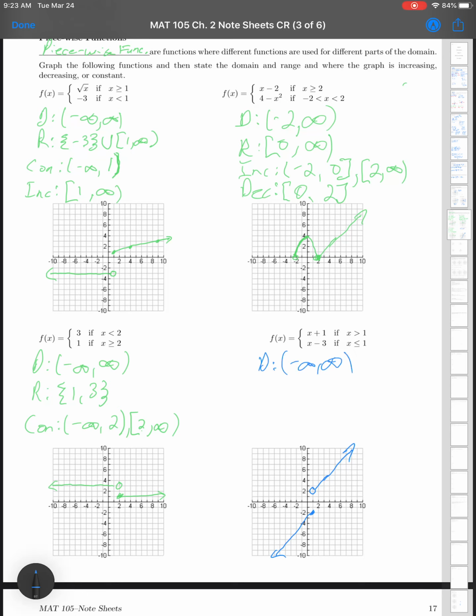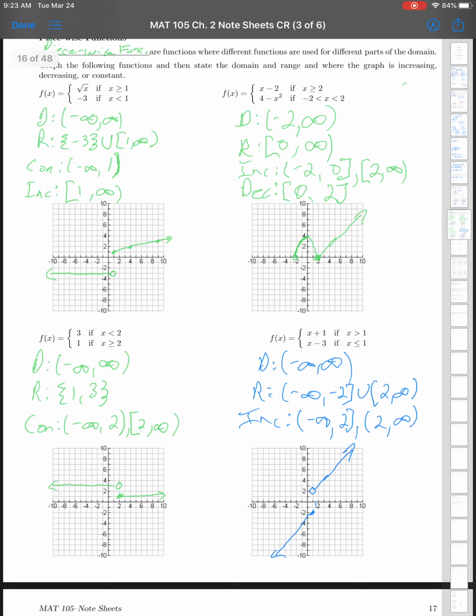So once again, we get a domain that's everything, because I don't miss any x values, but the range skips over these values here when it jumps. So it goes from negative infinity to -2 with a bracket, because that one's included, and then it goes from 2 to infinity with a parenthesis, because that's got an open circle. And then this graph is always increasing, but it has a gap, so I have to write it as 2 separate arrows. So it increases from negative infinity to 2 with a bracket, because that point's included, and then from 2 to infinity. So this graph is always increasing except for where we have the little jump.